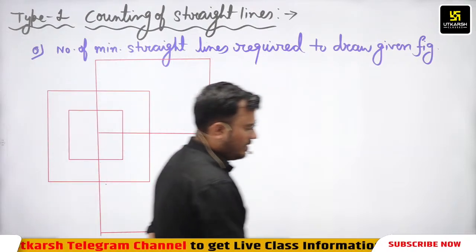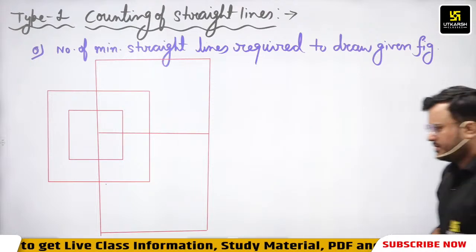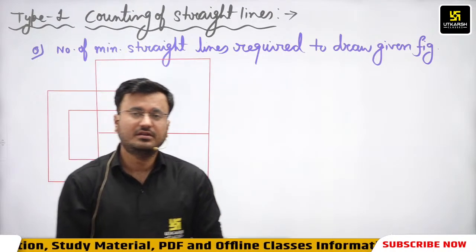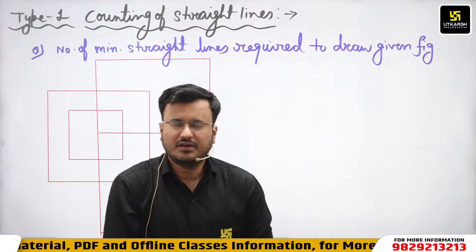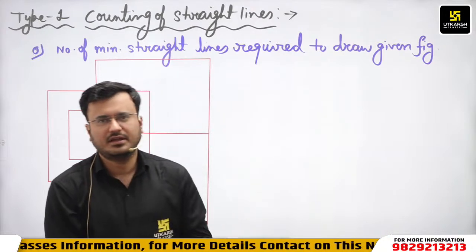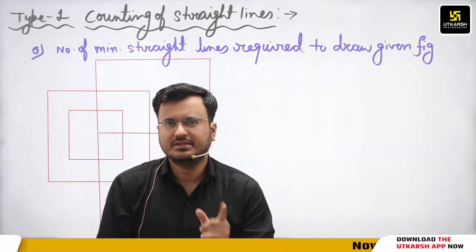Now if we are talking about the number of straight lines, we need to consider three different things. That will be horizontal lines, vertical lines, and inclined lines. Or we can say the given diagram can be divided in three parts: horizontal lines, vertical lines, and inclined lines.